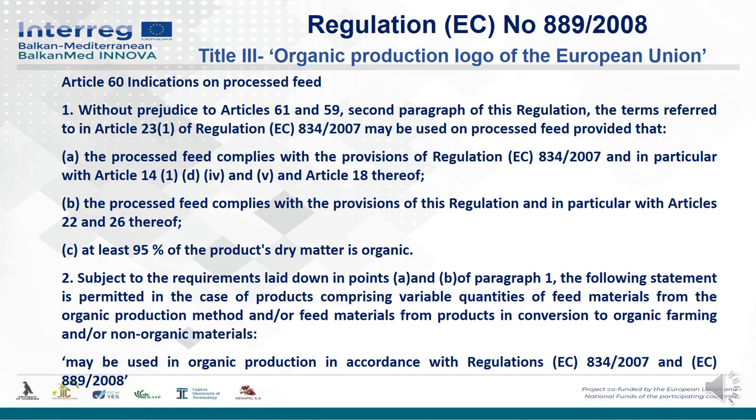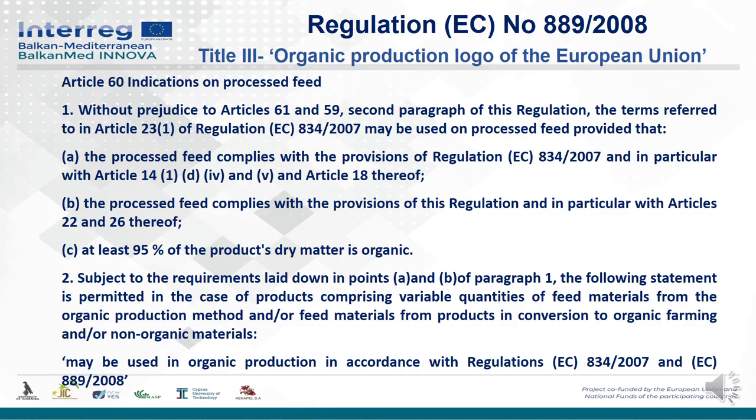Article 60, Indication on processed feed. Without prejudice to Articles 61 and 59, second paragraph of this regulation, the terms referred to in Article 23 of Regulation 834, so about organic production, may be used on processed feed provided that: A. The processed feed complies with the provisions of Regulation 834, and in particular with Articles 14 and 18. B. The processed feed complies with the provisions of this regulation, so Regulation 889, and in particular with Articles 22 and 26. And C. At least 95% of the product's dry matter is organic.